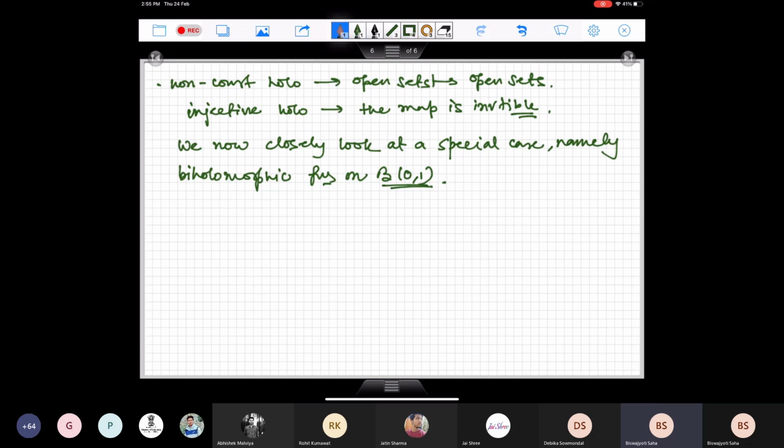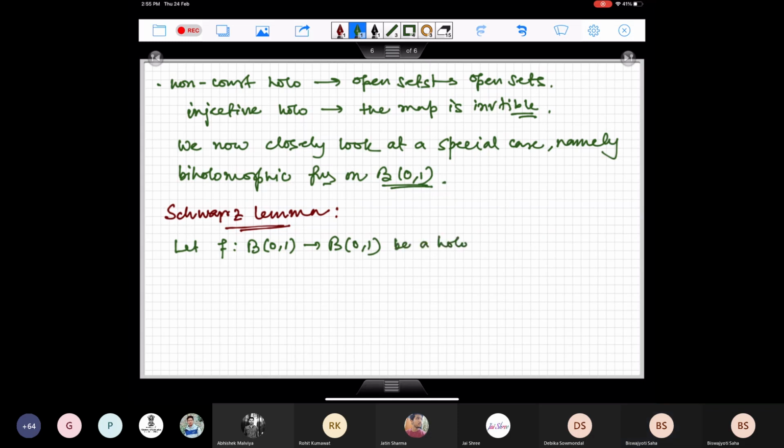For this, I'm going to state a very important statement in complex analysis, which is called Schwarz lemma. Okay, so let us see what is Schwarz lemma. Let f from B01 to B01 be a holomorphic function such that f of 0 is 0.